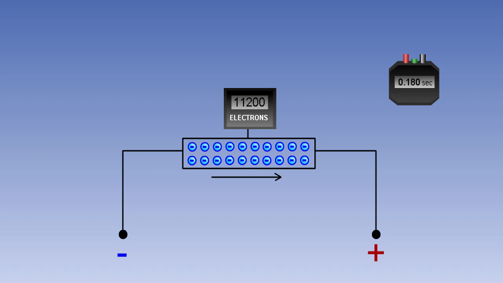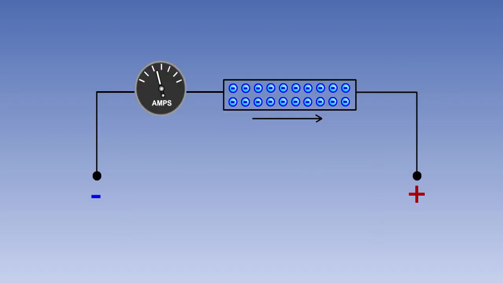The current in a conductor is the number of electrons passing any point in the conductor in 1 second, and is measured in amperes or amps. Current can be measured by an instrument called an ammeter, which is connected into the circuit so that the current in the circuit passes through it.